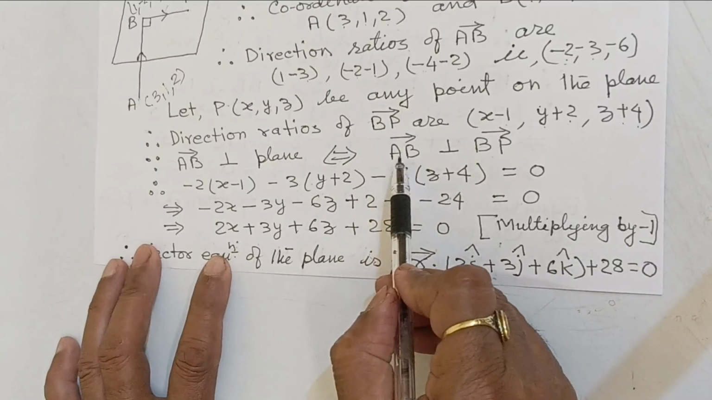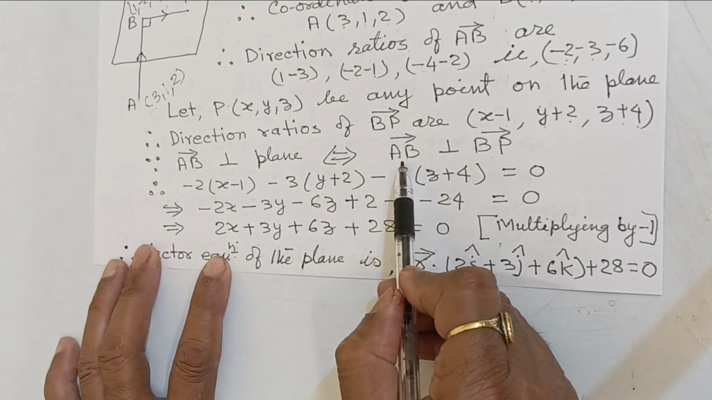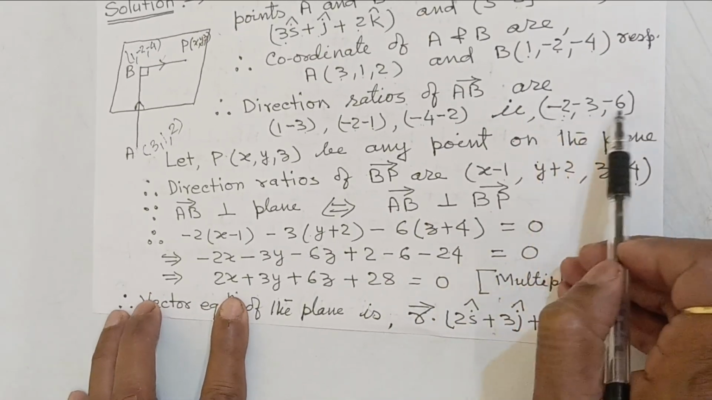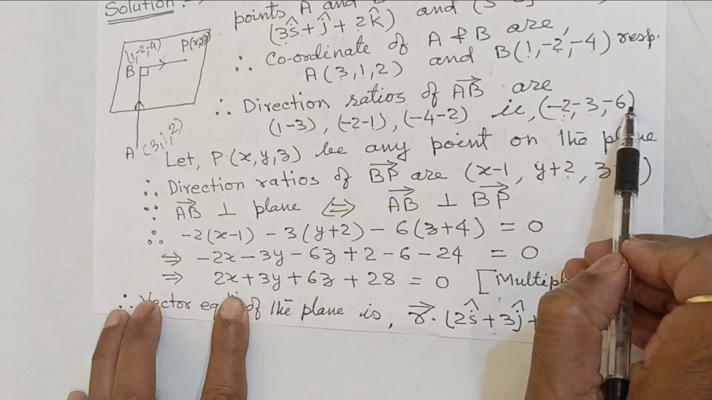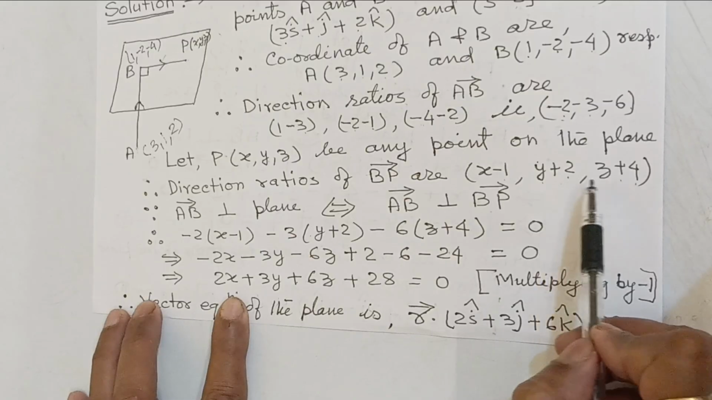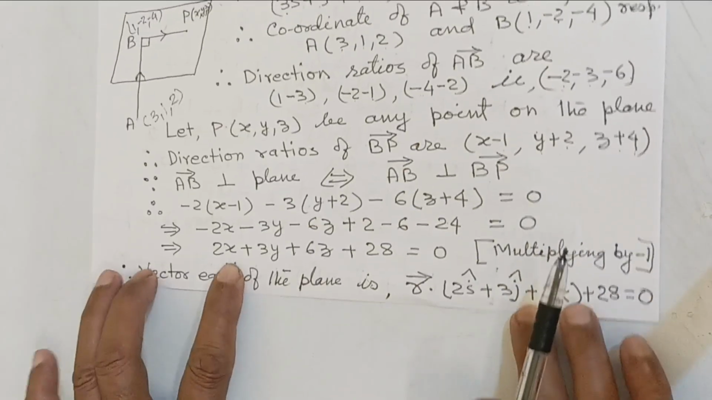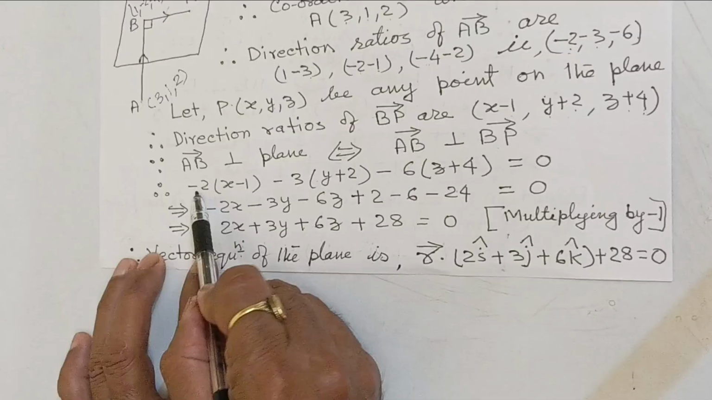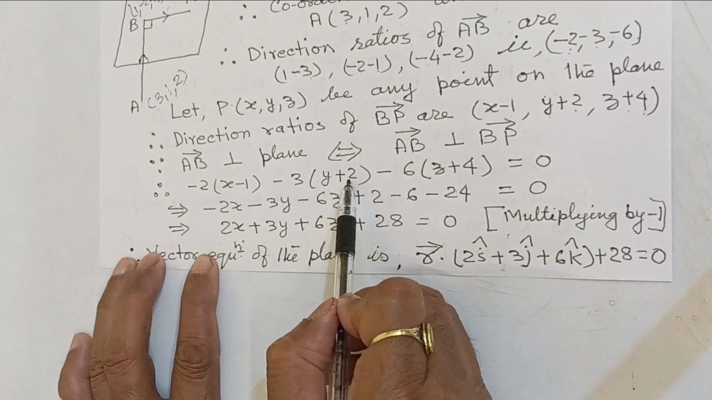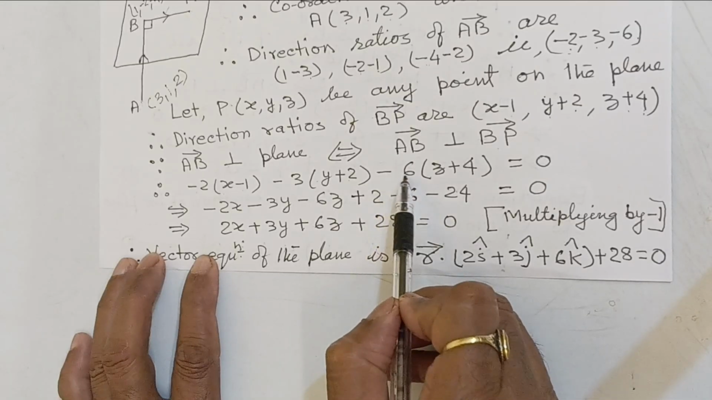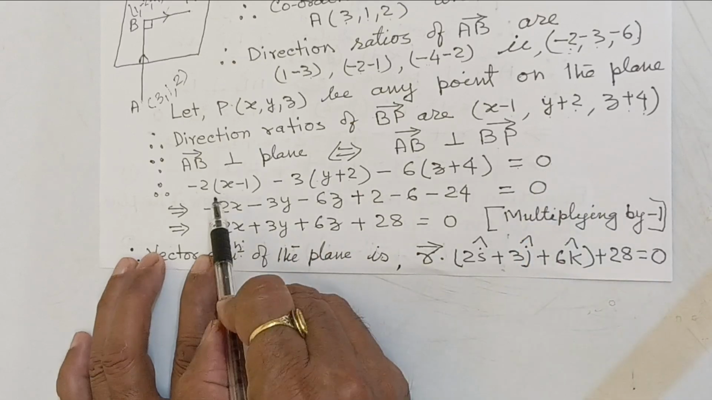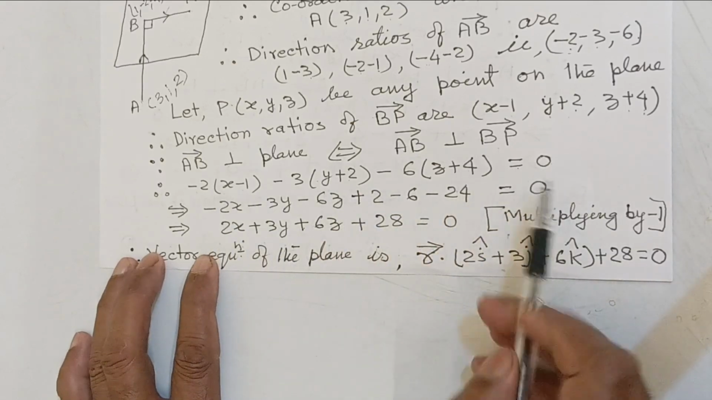The direction ratios of AB are minus 2, minus 3, minus 6. The direction ratios of BP are x minus 1, y plus 2, and z plus 4. Therefore, minus 2 into (x minus 1), minus 3 into (y plus 2), minus 6 into (z plus 4) is equal to 0.